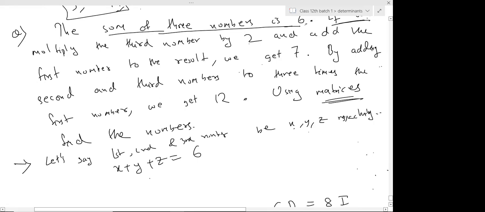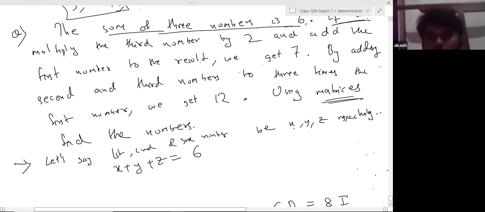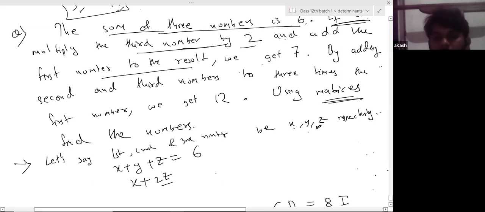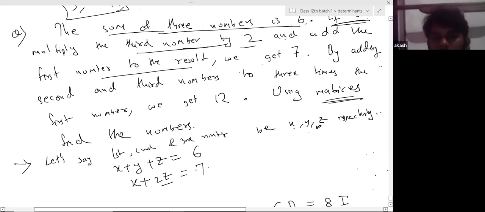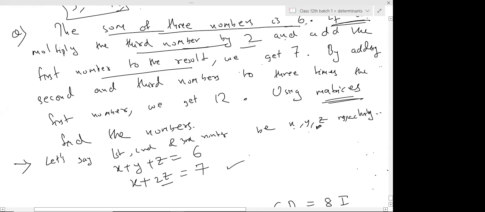I don't understand, sir. All right. Can you make the equation out of this statement? If we multiply the third number, z, by 2, that means 2z, and add the first number to the result, that means this result is added by x. We get 7. That means we get 2z plus x equals 7. So this is the second equation.